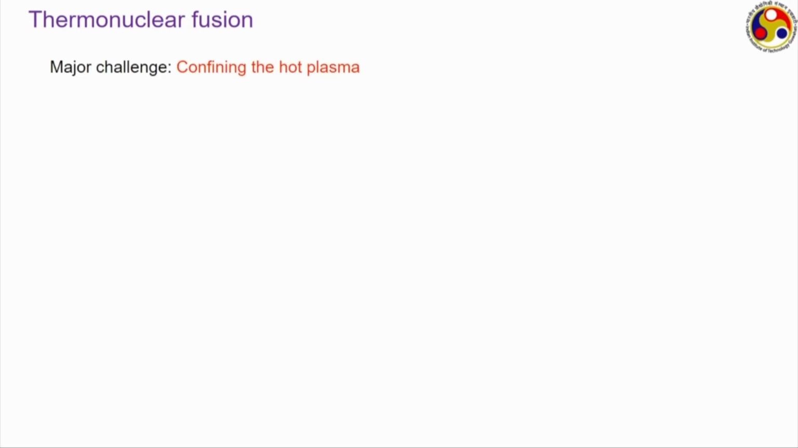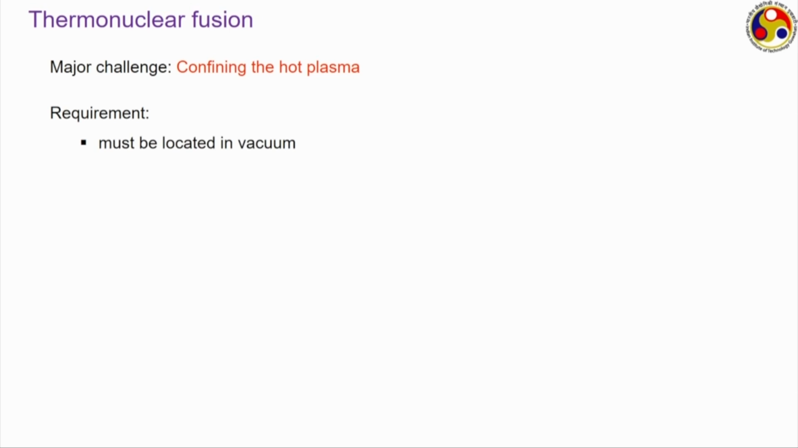So, the biggest challenge in thermonuclear fusion is confining the hot plasma. Once we can attain that critical ignition period, we know that the fusion reaction is possible, but before we can reach that level, all the particles, because of that high temperature, reach the plasma level, and handling hot plasma is extremely difficult. So, the requirements: firstly, the plasma should not come in contact with any kind of walls, so it must be located in a vacuum.